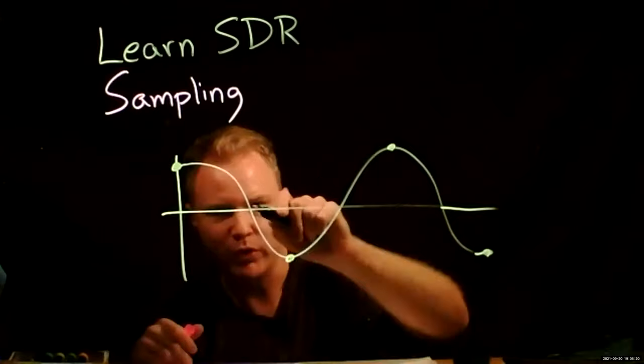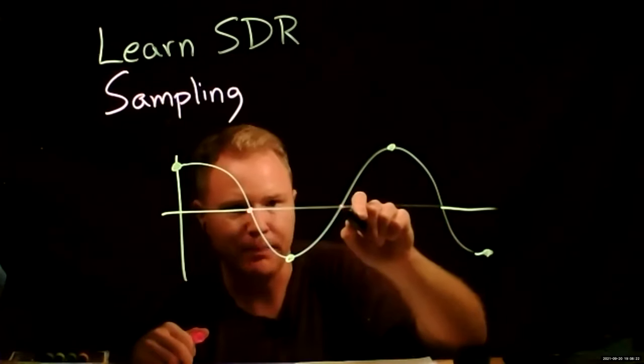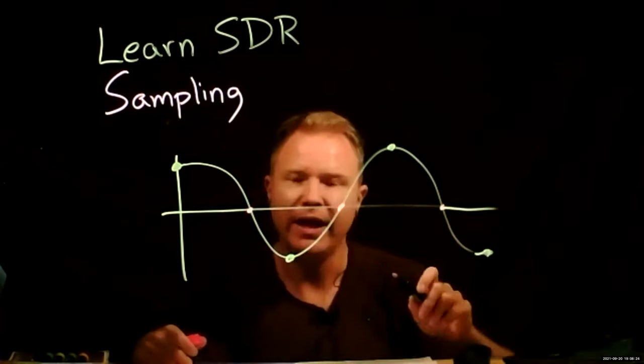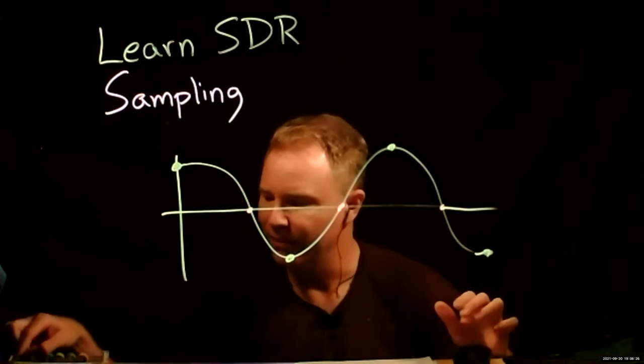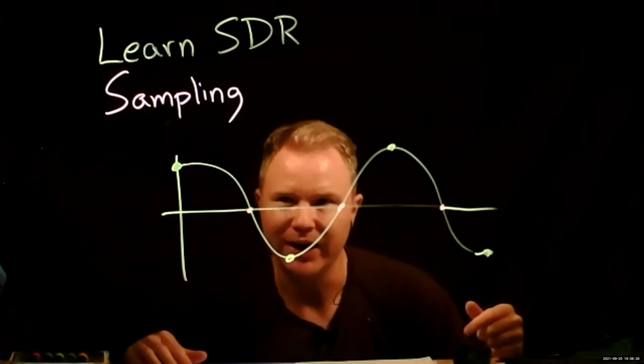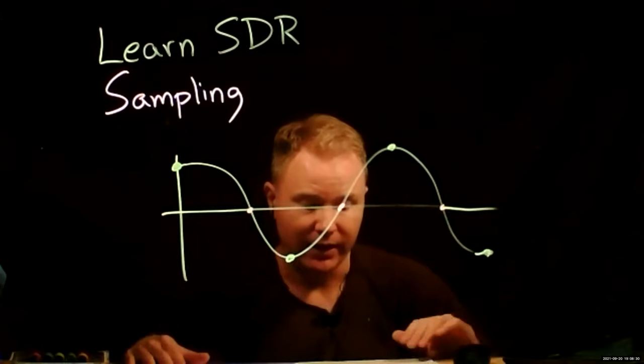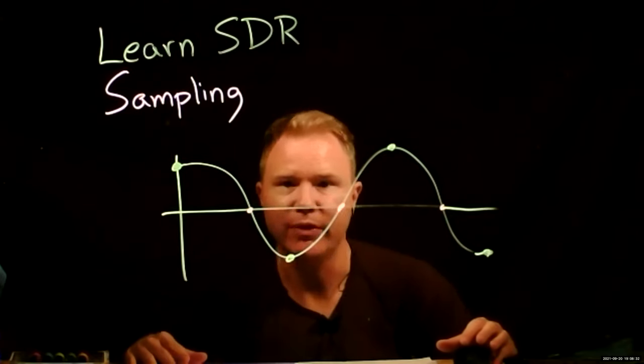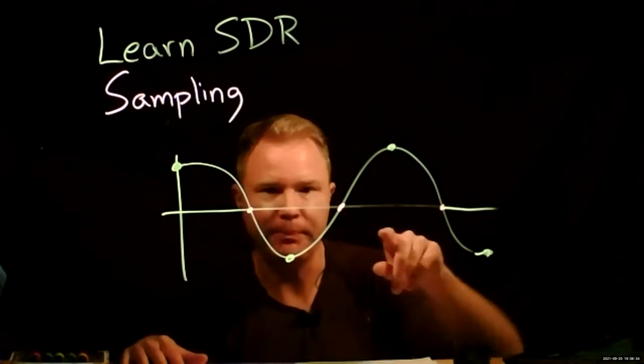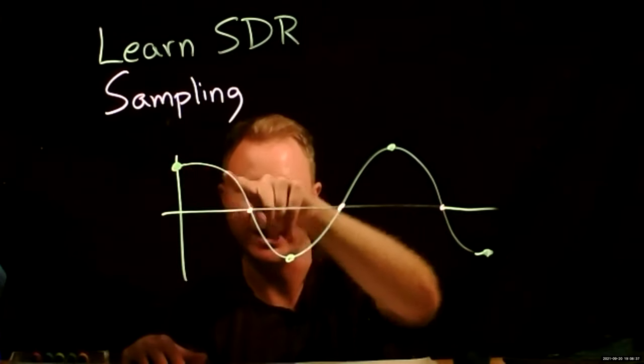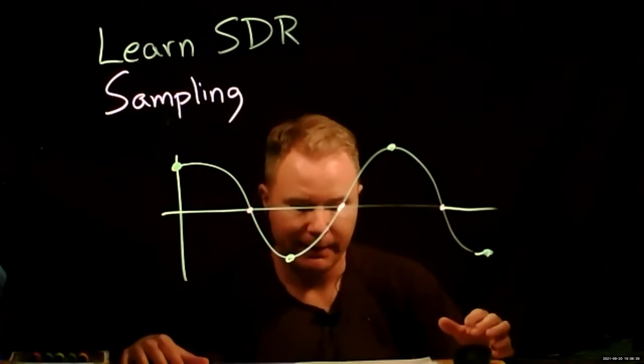Maybe an obvious question is, what if you happen to sample here and here and here at the zero crossings? You would think that nothing is going on, but this explains why I said less than rather than less than or equal to. You need to sample a little bit faster than catching every maximum and minimum.